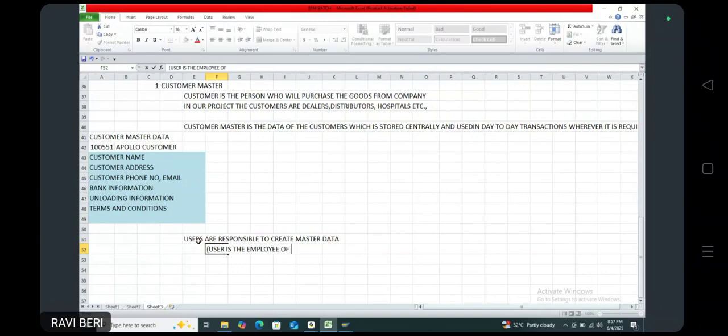User is the employee of client, who will use SAP.